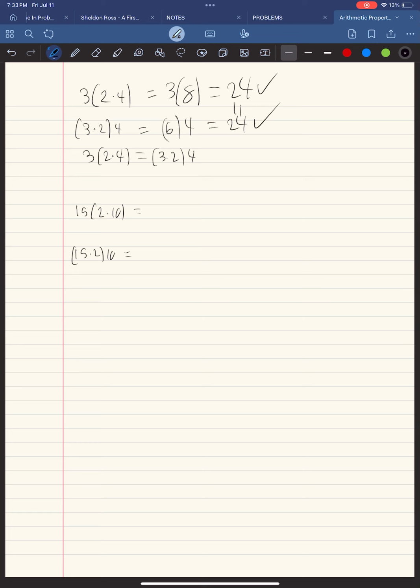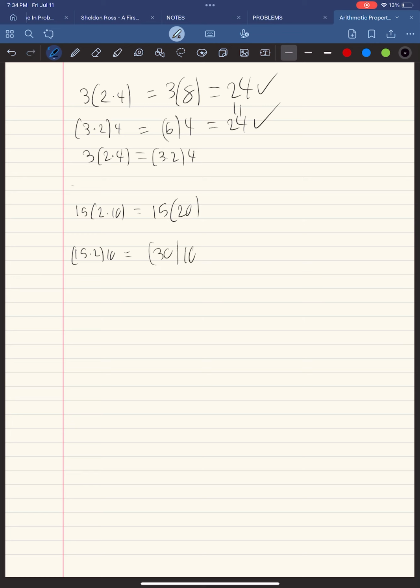Let's move on to this next example. So this is the same thing, just with different numbers. So we have 15 times 2 times 10, where the 2 and the 10 are in the parentheses. So we do that first. 15 times 20. And actually, let's just do this a step at a time. So 15 times 2 on this other example down here. 15 times 2 is equal to 30.